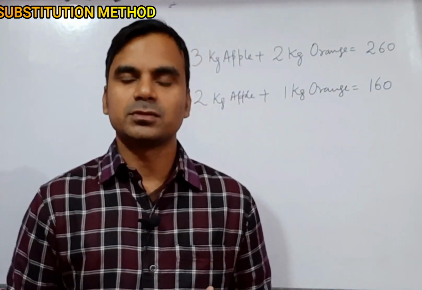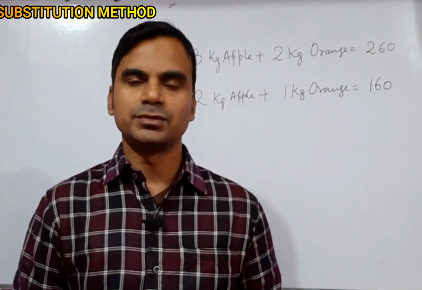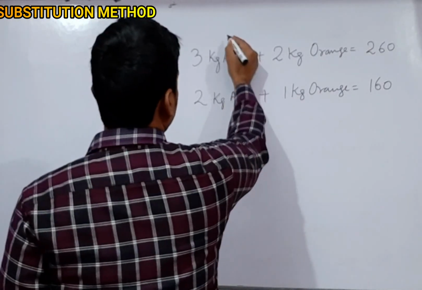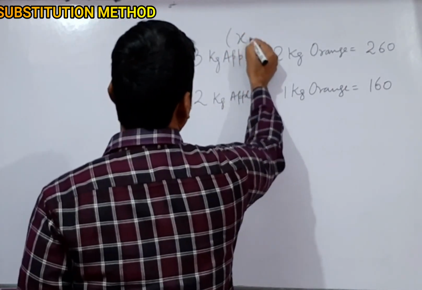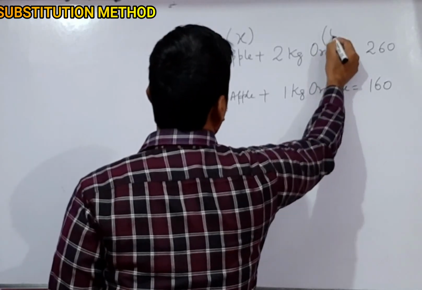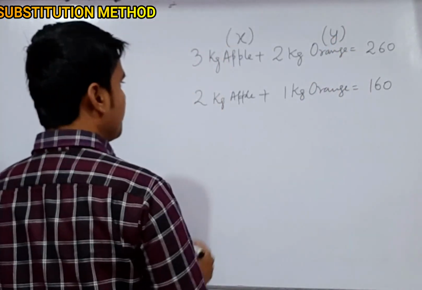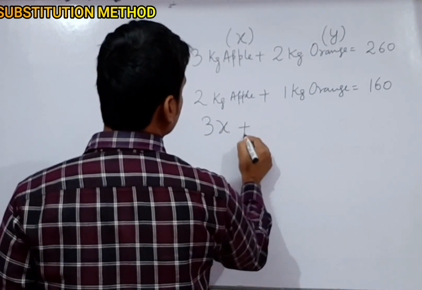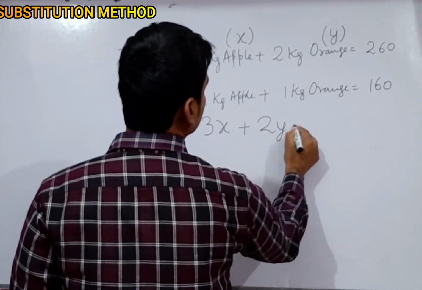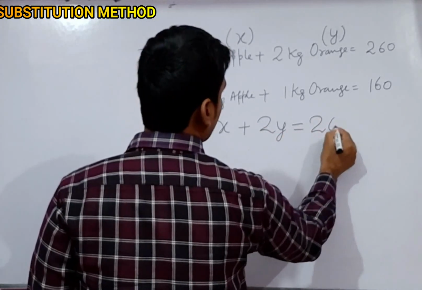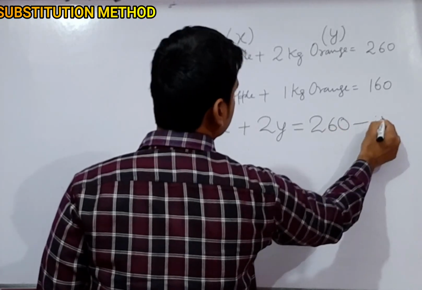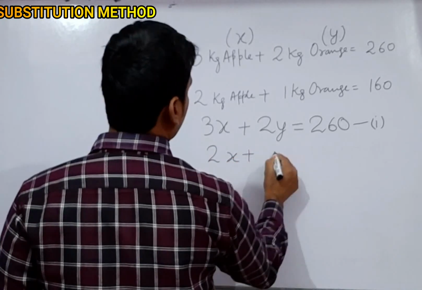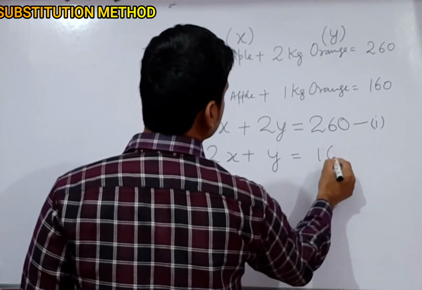So students, first we try to solve these two equations with the help of the substitution method. For this, we consider the price of 1 kg apple is rupees x and the price of 1 kg orange is y. So now we get two equations here. The first equation is 3x plus 2y equals 260. The second equation is 2x plus y equals 160.